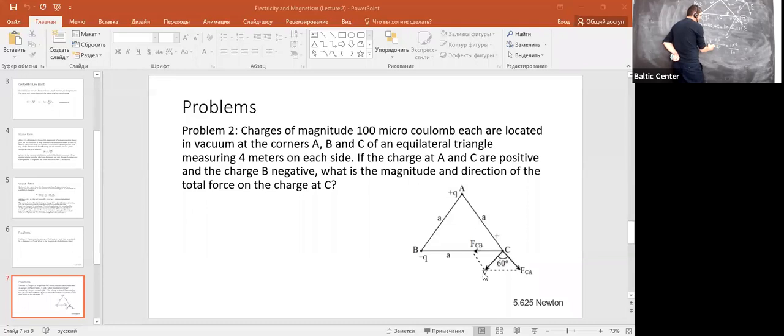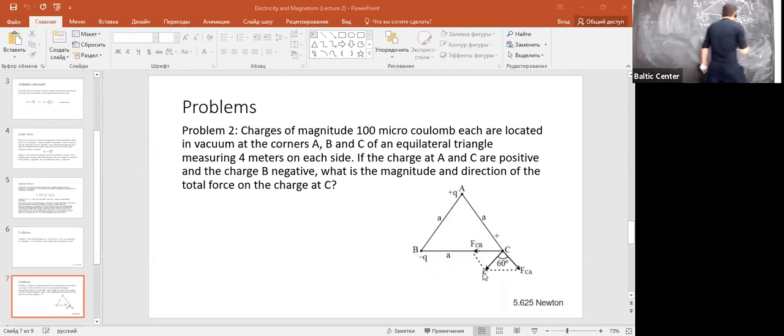Here also K is equal to 9 multiplied by 10 to the 9. So 10 to the minus 8 multiplied by 10 to the 9 means 10. So 10 multiplied by 9, 90. 90 divided by 16, let me calculate. 90 divided by 16 is 5.62 newtons. This force is equal to 5.62.